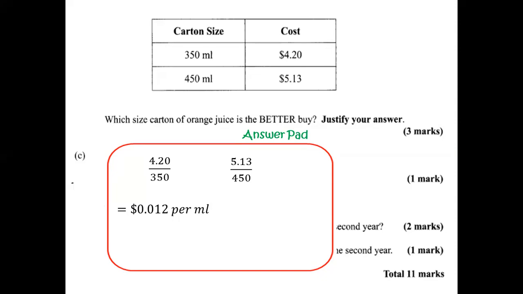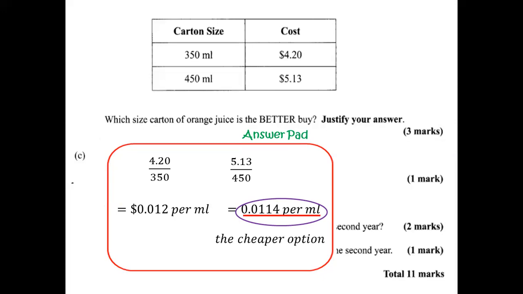In the first deal, 0.012 is the price for 1 milliliter. And for the second, the price is 0.0114 per milliliter, right? So the better buy naturally would be the cheapest one. So actually, the 450 milliliter is the cheaper buy, which would mean that's the better buy. And that's for 3 marks. Very good. So remember again, in this case, the better buy, if we find out what the unit price is, then we can see which one is the better buy.